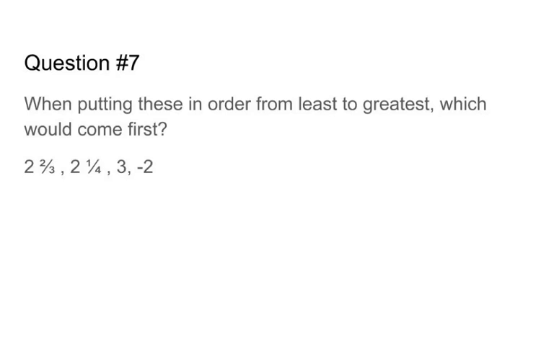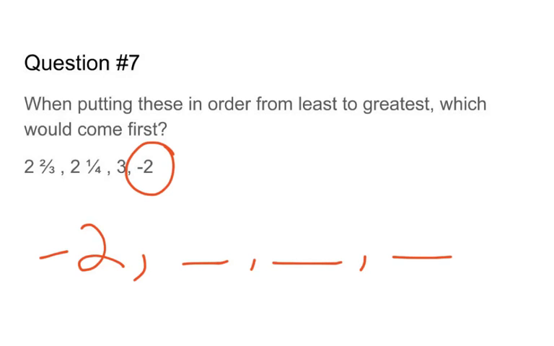When putting these in order from least to greatest, which should come first? Now this question is related to the one we did before. So think about that. Which would come first in ordering it least to greatest? When I look at these numbers, the only negative number is -2. And negative numbers are smaller than positive, so -2 would be the least. So it would come first. Then if we were to put these in order, we could go from there. But we're looking for just the least, which would come first.